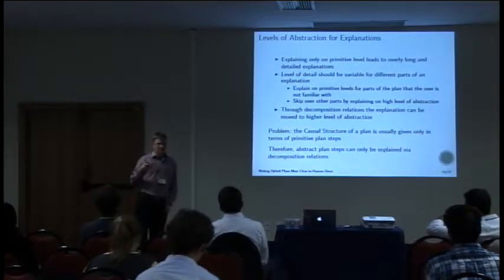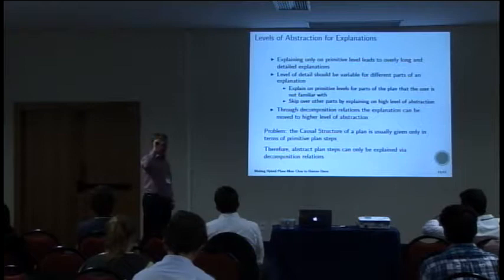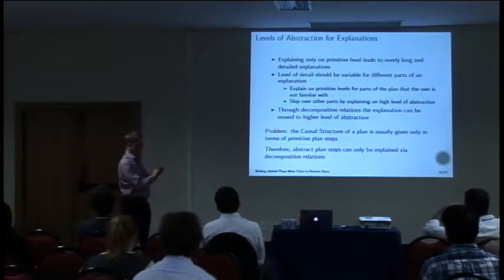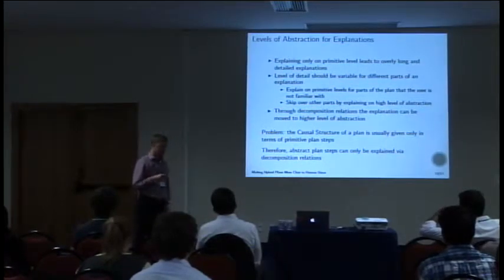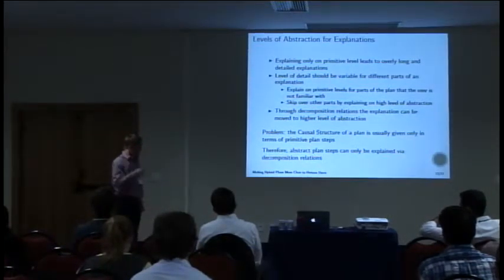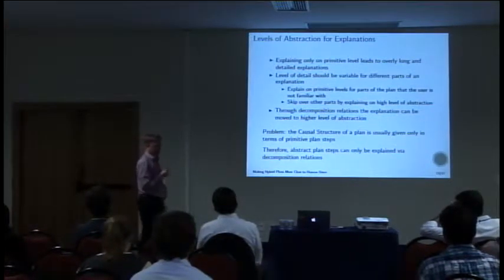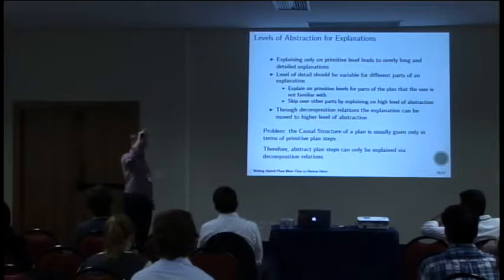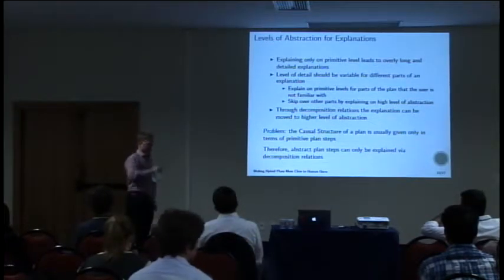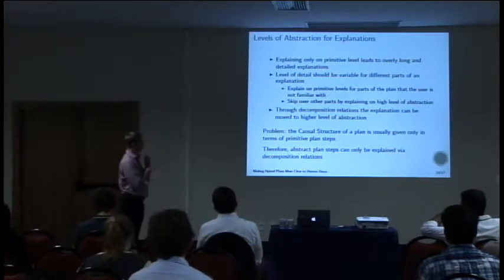But depending on the underlying planning formalism, the planner does not have to add these causal links for the abstract plan steps. Only on the level of the primitive plan steps can I be sure that the causality will be completely specified in the plan. This means that in general I can only explain an abstract plan step through these decomposition relations. So once I have gone to the abstract level, I can only get to even more abstract levels, so I can never get back down to the primitive level of explaining the plan.